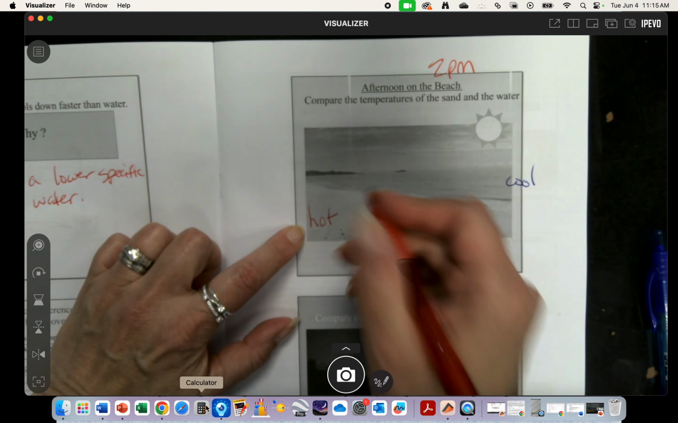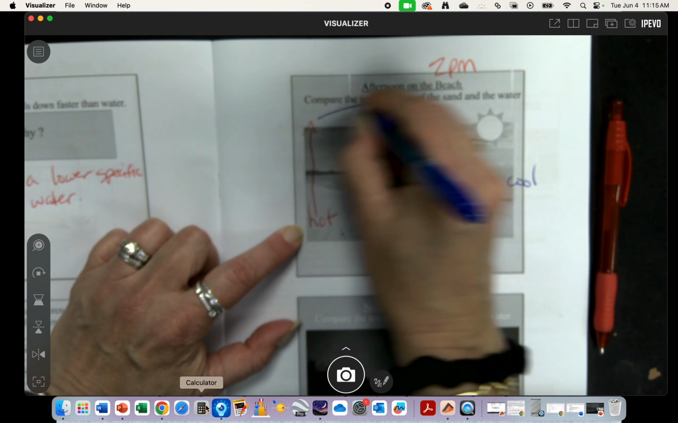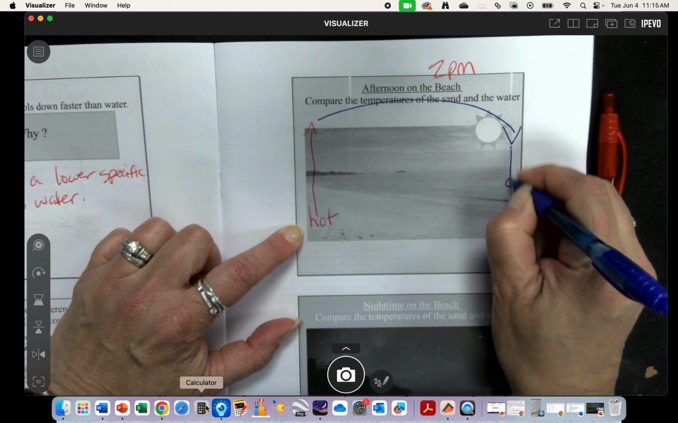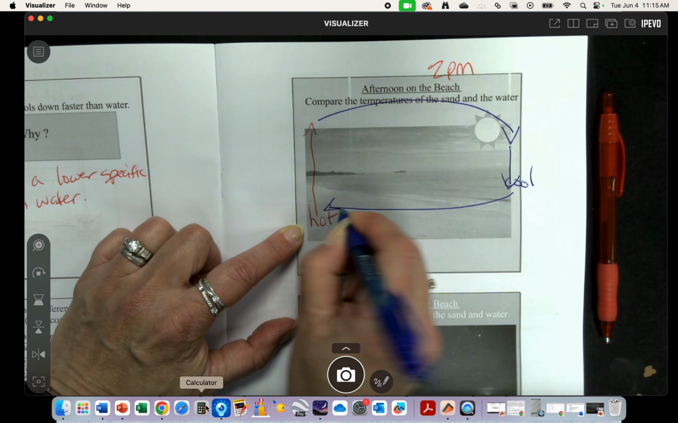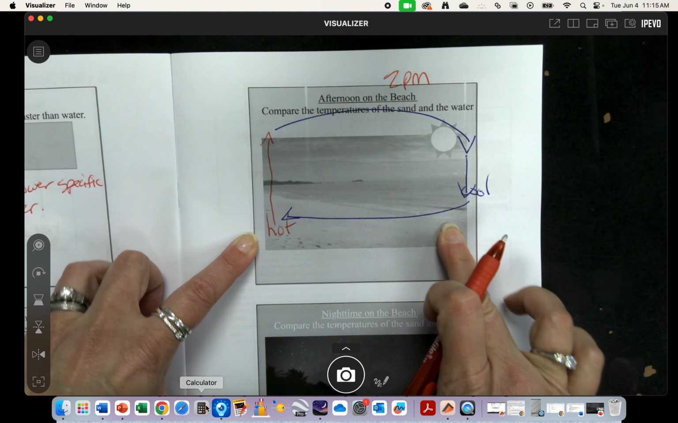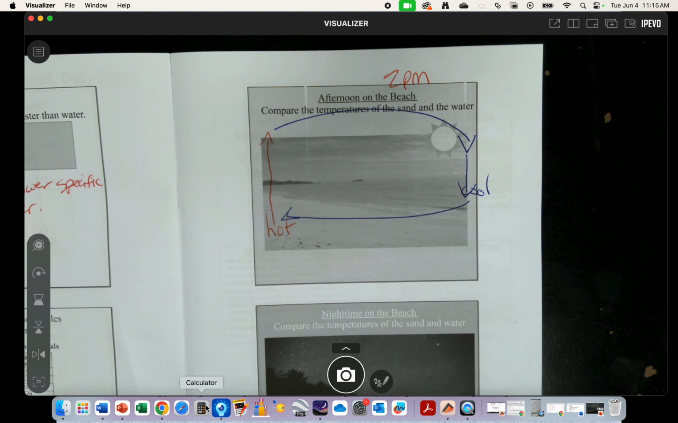So we know the air is rising over here, and when it reaches up here, it cools, and the air is sinking over the ocean. So how is the air blowing? It's blowing from where to where? From the water, aka the sea, to the land.